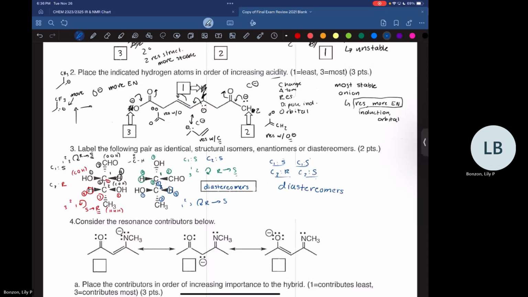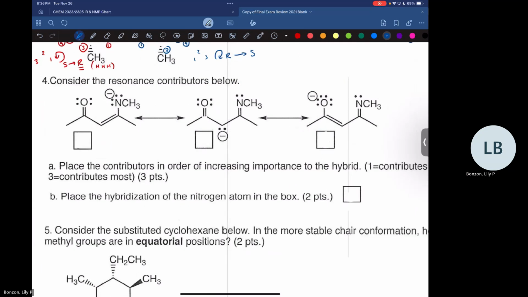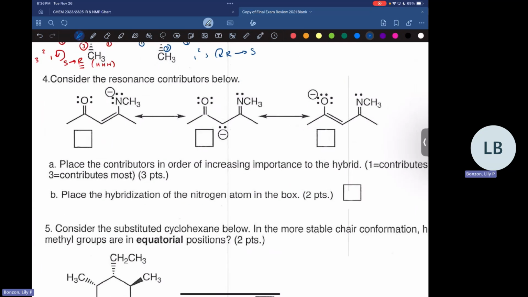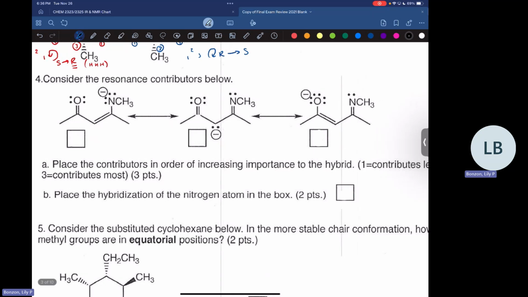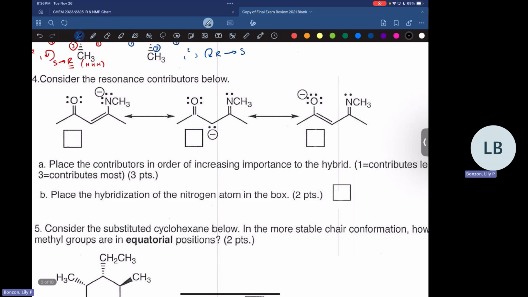Questions on this one? Okay, moving on to number 4. Resonance contributors. For this one, we graciously already have the resonance contributors drawn out for us. We're asked to place the contributors in order of increasing importance. So the number 1 rule for the importance to the hybrid is going to be the octet rule.